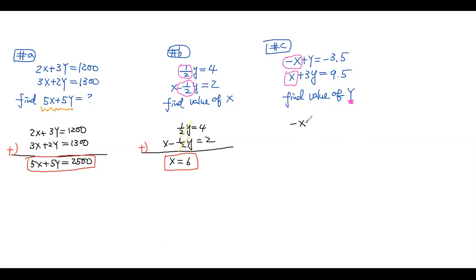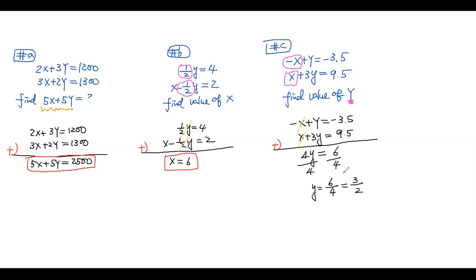So you say, okay, this is x plus y equal to negative 3.5. And this is x plus 3y equal to 9.5. Okay, now what do you do? You add them. So when you add them together, negative x, x cancel out. What is y plus 3y? It's 4y. Okay, so 9.5 minus 3.5 is what? It's 6. Okay, now you divide by 4, divide by 4. Y is equal to what? 6 over 4. And so it's 3/2.